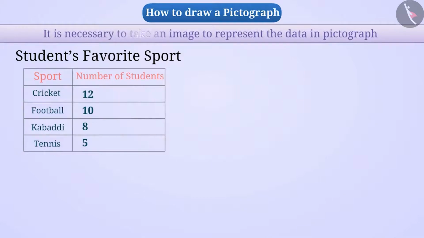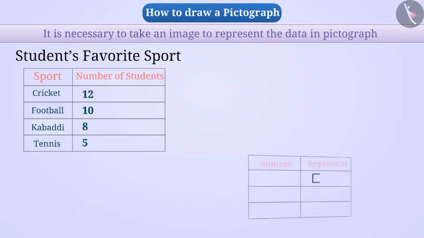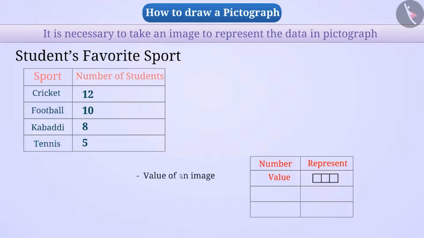To represent the data in a pictograph, we must take an image. Like, we can take a simple image like this. Then, we decide the value of this image. Here, we can take the value of one image as 1, or we can also use the image as multiple of units. Like here, we can take the value of an image as 3. If we take the value of an image as 3, then we can represent 2 as this and 1 as this.